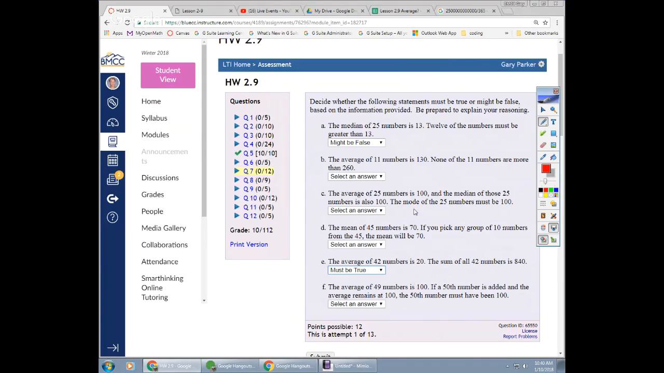Must be true. So you just want to try each one of these and either it might be false, might be true, or it's definitely got to be true. I'll tell you in advance, only 2 of them are always true.